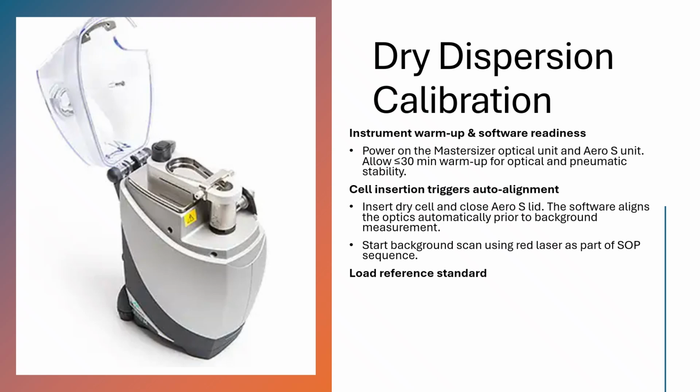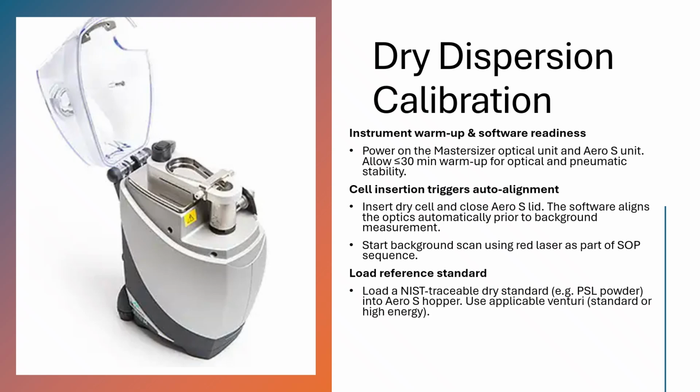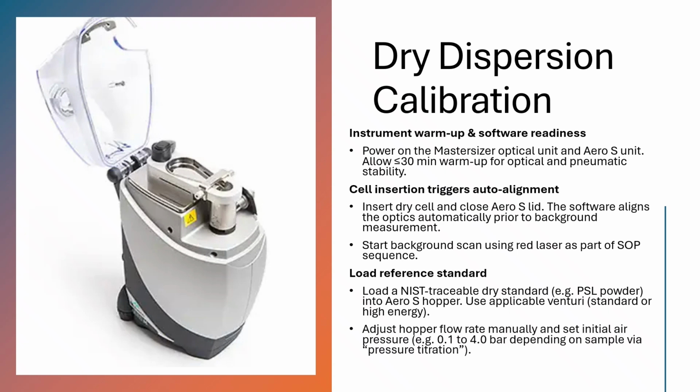Then the next step will be to load the reference standard. So here we need to load the NIST traceable dry standard, for example PSL powder, that is polystyrene latex powder, into the LOS hopper, and here you need to use the applicable venturi, that is standard or high energy, right? And then adjust the hopper flow rate manually and set the initial air pressure, for example 0.1 to 4 bar depending on the sample, by a pressure titration, right?